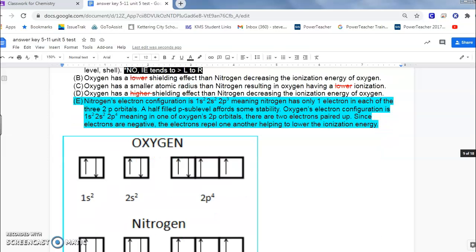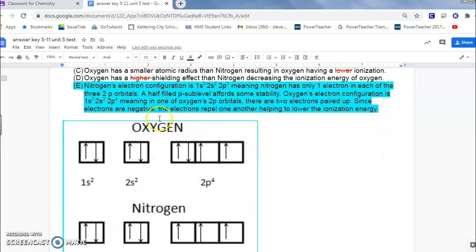Oxygen's configuration has 4 in the 2p, which means that if we look at oxygen, this 4th electron is paired up. So when we go to try to pull that electron, this one's negative and this one's negative. This one is going to help push that electron out, because negative repels, which would contribute to it having a lower ionization energy. Letter E is correct.